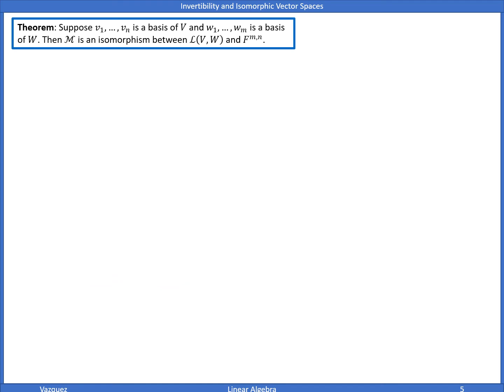Now, there's an important theorem, quite a useful one. Suppose V1 to Vn is a basis of V and W1 to Wm is a basis of W. Well then M, this script M here, remember, is a matrix. M is an isomorphism between L, the set of all linear maps from V to W, and all the matrices with dimensions m by n.